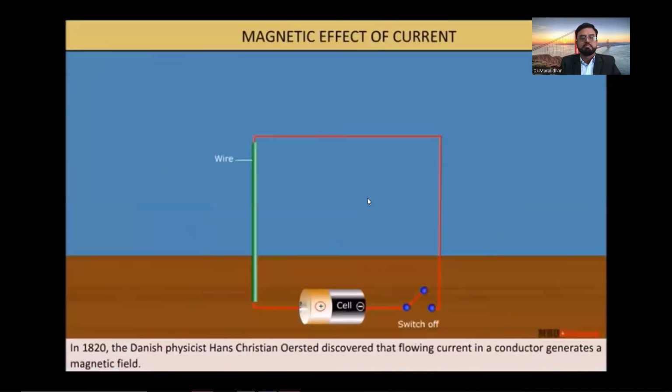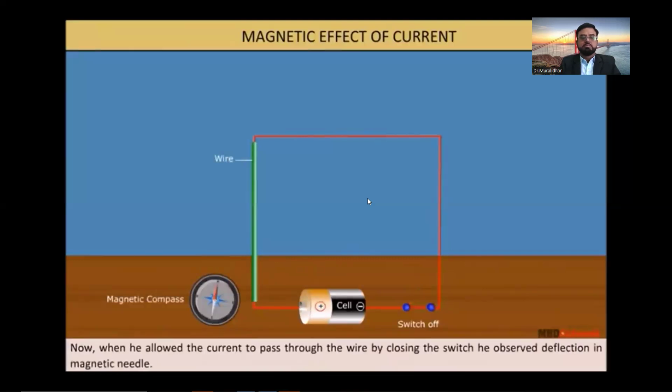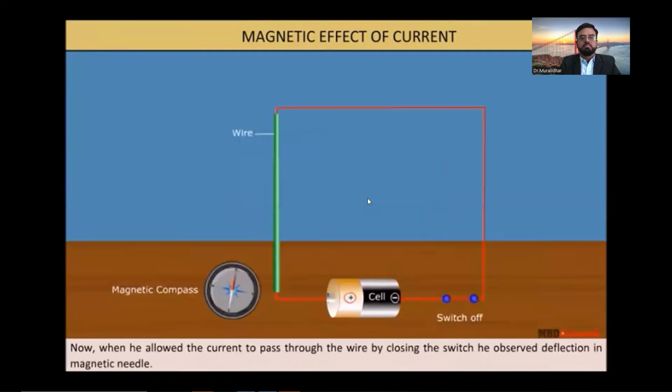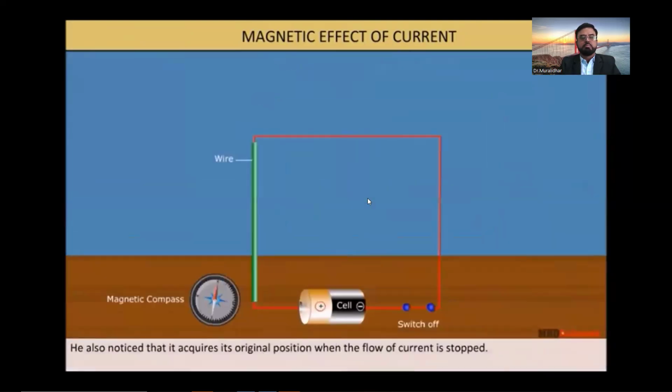In 1820, the Danish physicist Hans Christian Ørsted discovered that flowing current in a conductor generates a magnetic field. Ørsted demonstrated this by connecting the two ends of a wire to a cell through a switch. Then he placed a magnetic compass near the wire. Now when he allowed the current to pass through the wire by closing the switch, he observed deflection in the magnetic needle. He also noticed that it resumes its original position when the flow of current is stopped.